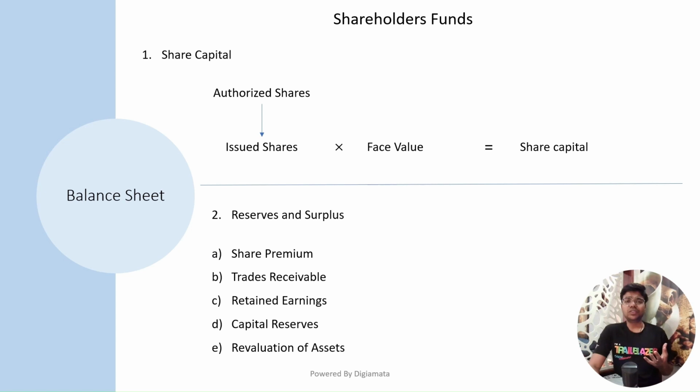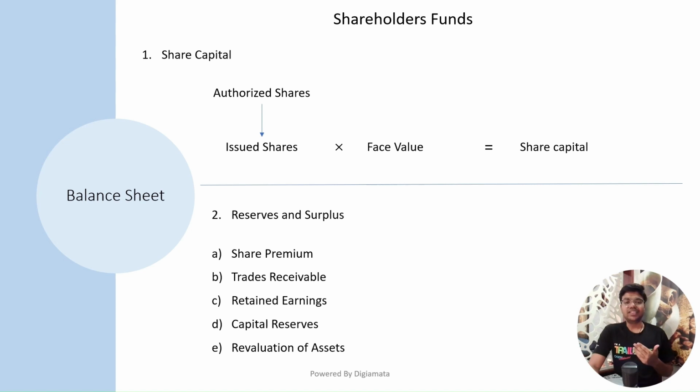Now what about the remaining price? My face value was 1 rupee, but my share is trading at 100 rupees. What about my 99 rupees? Where will I put it? That amount which you get is actually at a premium, and that is put into reserves and surplus.